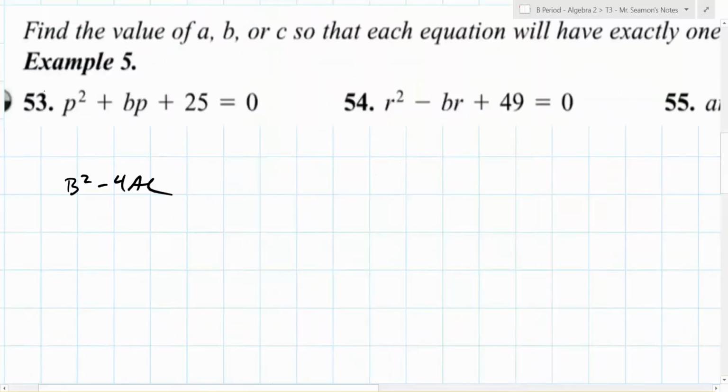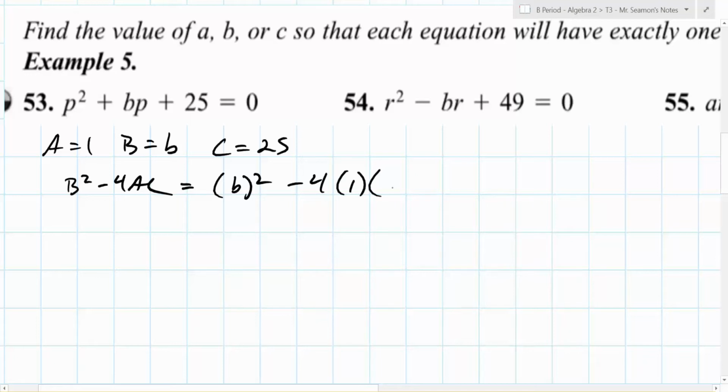In this case, for number 53, what does A equal? A is 1. What's B? What is B? Little b, right? And what is C? 25. So the discriminant here is B squared, so little b squared minus 4 times 1 times what? 25. So what do you get here? B squared minus 100. So that is the discriminant.